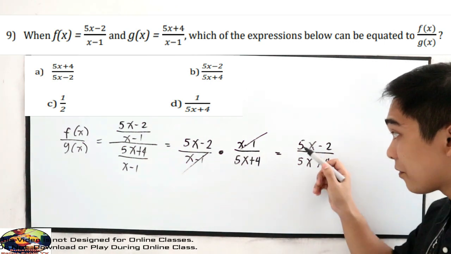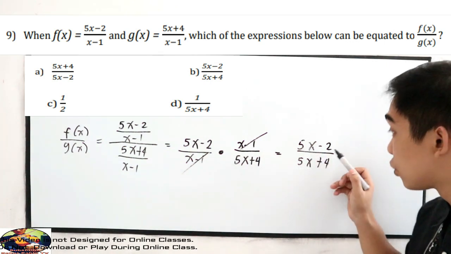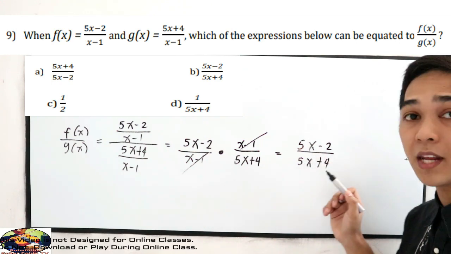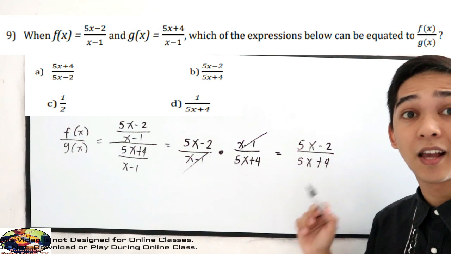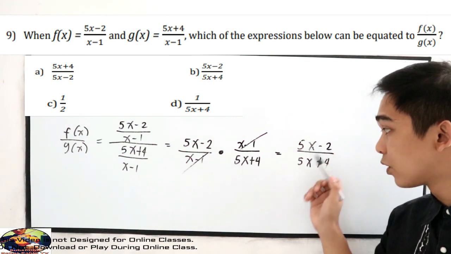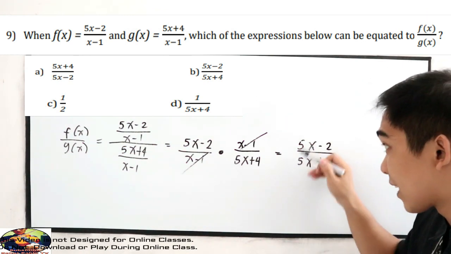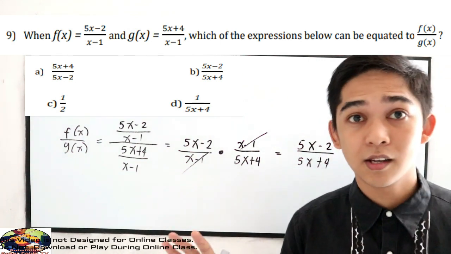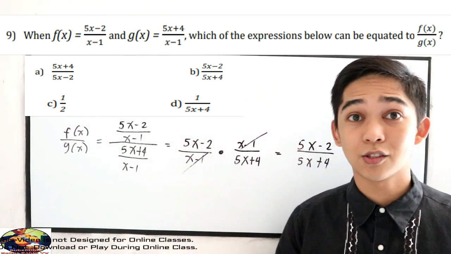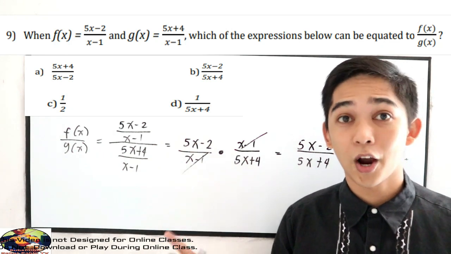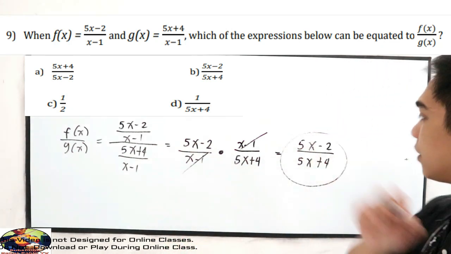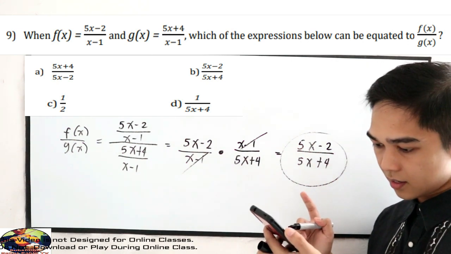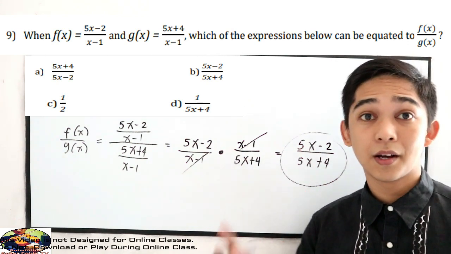We cannot cancel 5 and 5, 2 and 4. Why? Because our numerator and denominator are single expressions. This is a binomial and a binomial. We cannot cancel 5, cancel 5, cancel x, cancel x. We cannot do that. That is a wrong process or wrong way in solving in mathematics. Okay? So, our number 9 is letter B.